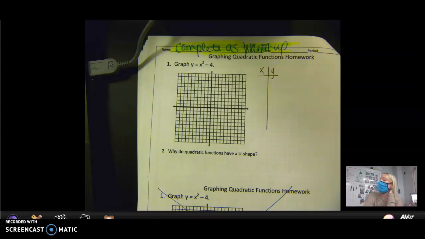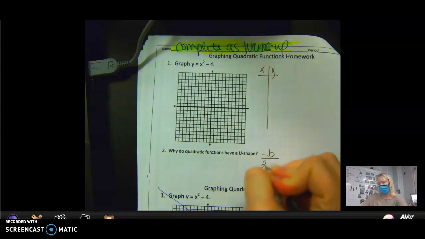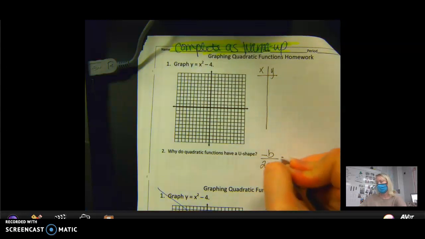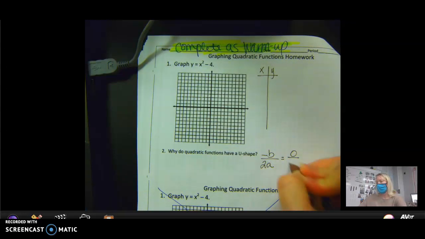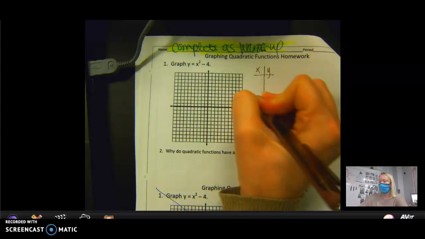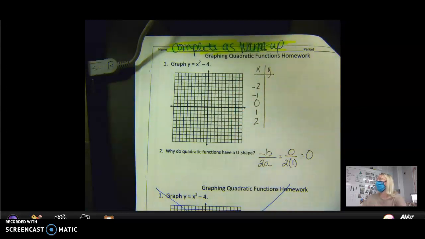How do I find the vertex so I can fill in my XY table? Good. Okay, someone new. What's my B value? 0. What's my A value? So 0 divided by anything would just give us what? So vertex goes in the middle, right? One less than that, one greater than that.